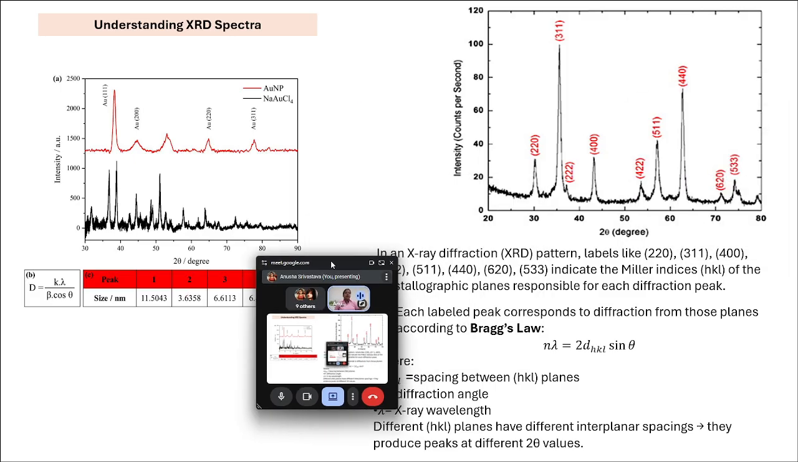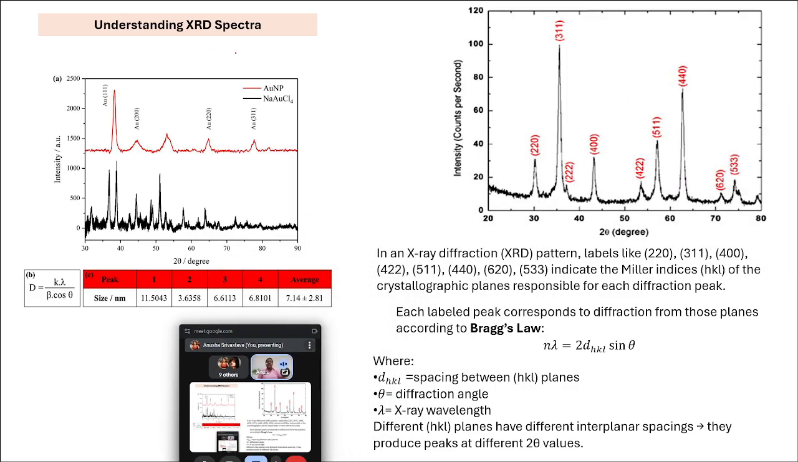So let us understand the XRD spectra. This one has been done for gold nanoparticles. Whatever you see, this peak, then this peak, at 2 theta. What do these peaks indicate? This is the XRD pattern for the gold nanoparticles that formed. In an X-ray diffraction pattern, labels like 220, 311, 400, like for this one, this is for iron nanoparticle.